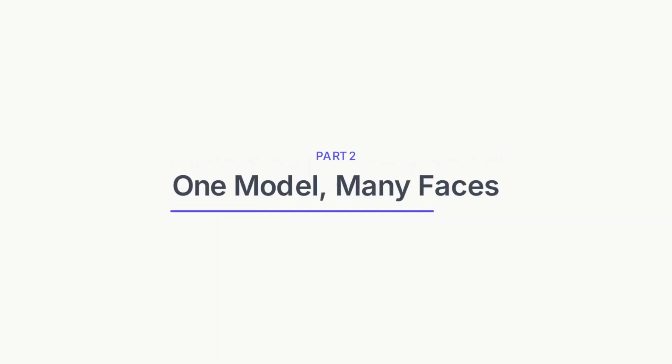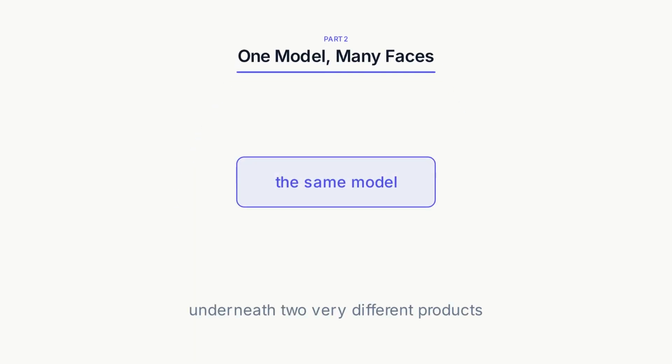Part 2, one model, many personalities. Here's a fact that surprises a lot of people. The chatbot helping you write code and the one helping someone else plan a trip are very often the exact same underlying model. Identical. The difference between them isn't the brain, it's the briefing.